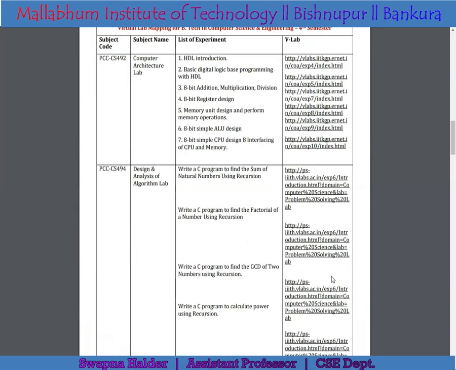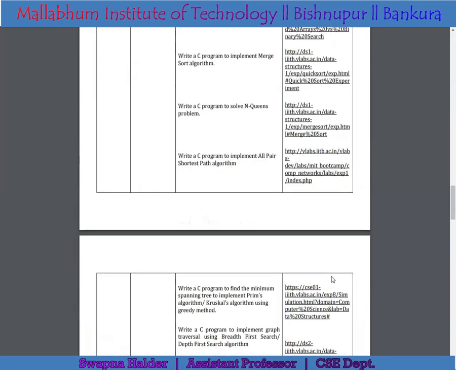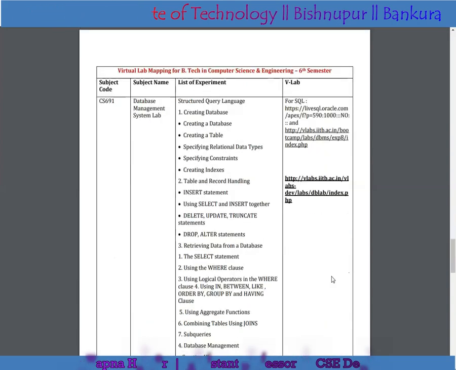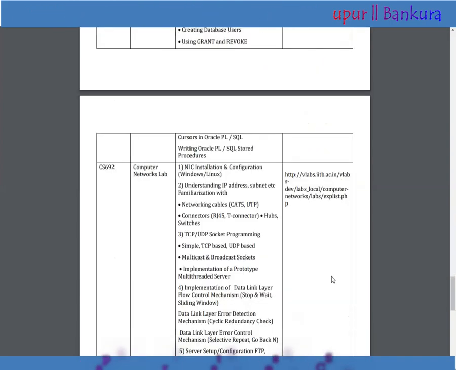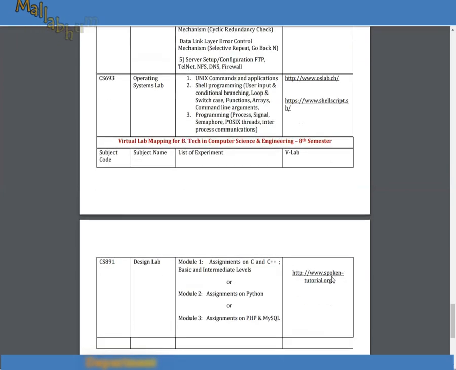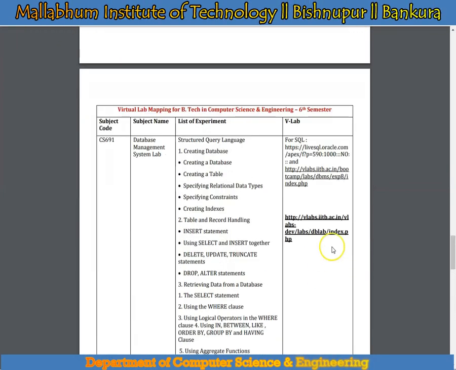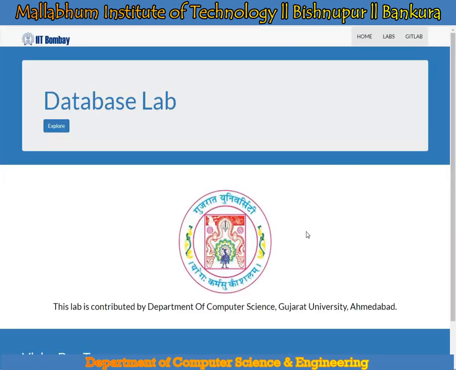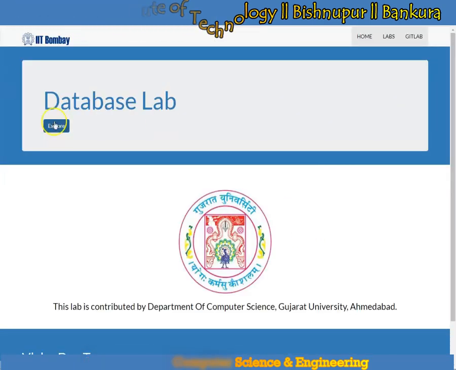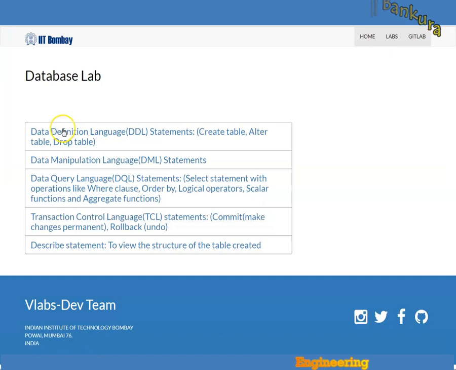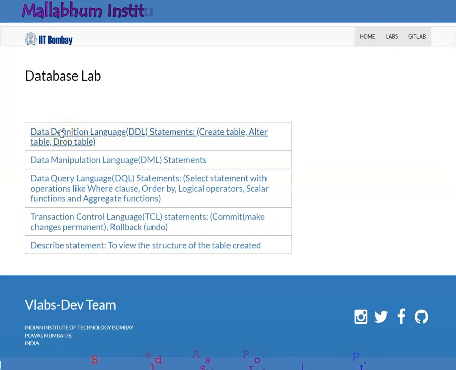Just find out the subject. Here the subject is Database Management System. Copy the URL provided here, or you can click on it to go to the Virtual Labs. Next, click on the Explore tab. You will find the list of experiments provided by these Virtual Labs.